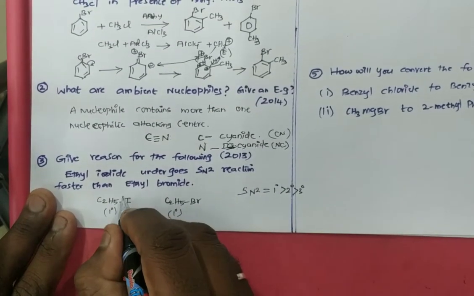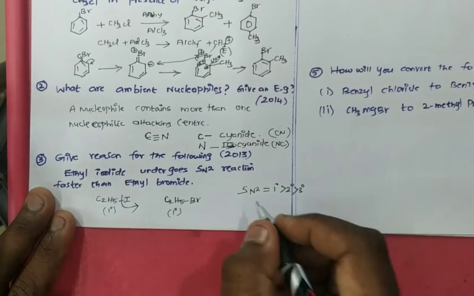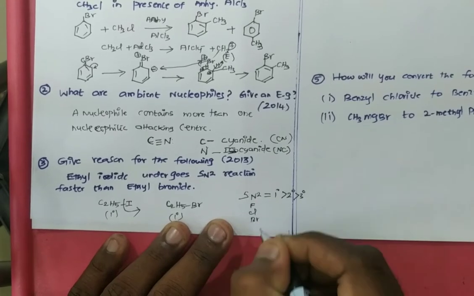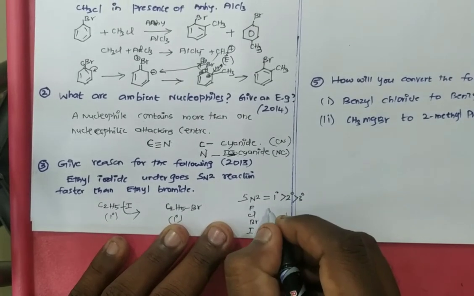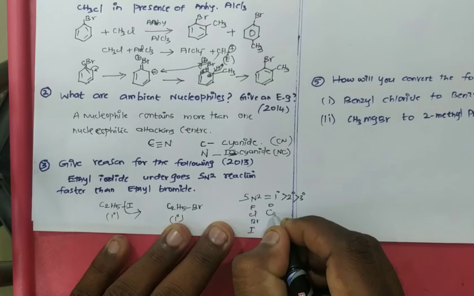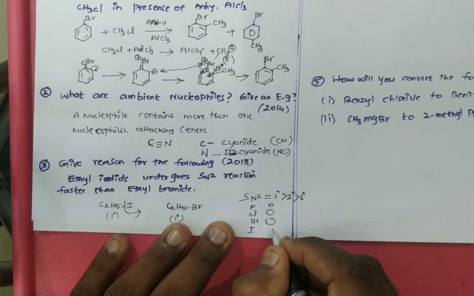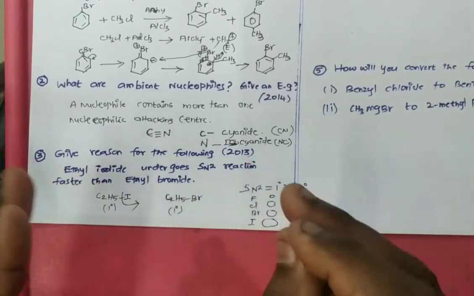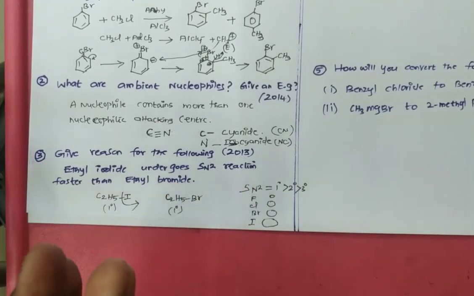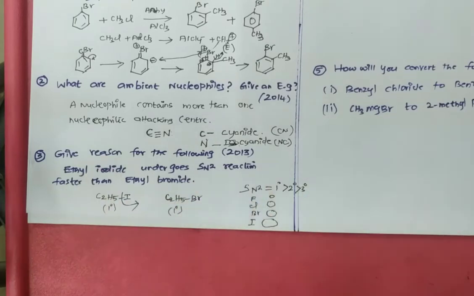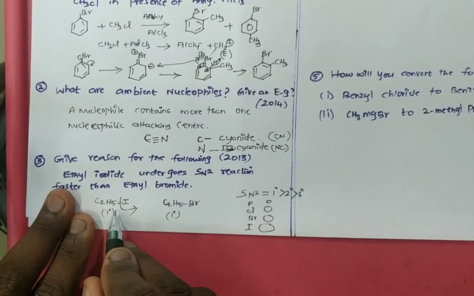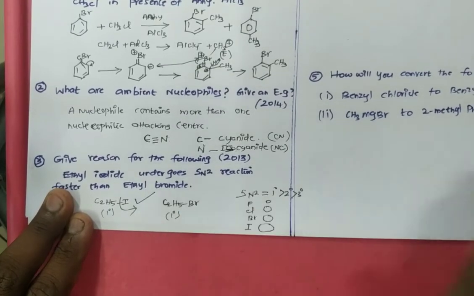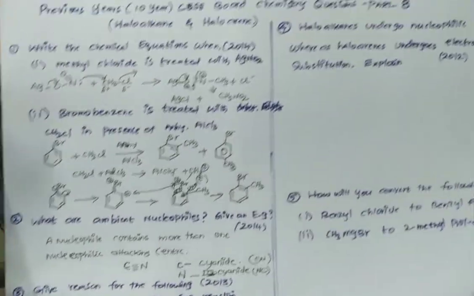According to our rule, iodine is a better leaving group. Why is it a better leaving group? Because among fluorine, chlorine, bromine and iodine, iodine has a big size. So the carbon-iodine bond will be weaker and will break easily, so it reacts faster. If a nucleophile comes and attacks, iodine leaves very quickly when compared to bromine. That is why ethyl iodide is the fastest in SN2.